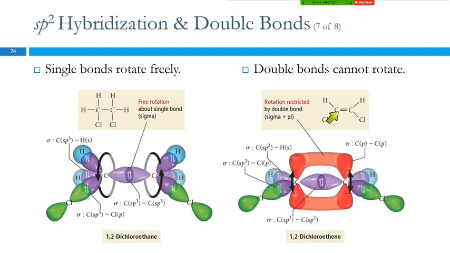Here we've got a double bond. The double bond is the sigma bond plus a pi bond. And now, like, if you put two fingers together, I can't rotate my hand without breaking the bond, right? It doesn't go anymore. So there's no rotation here.